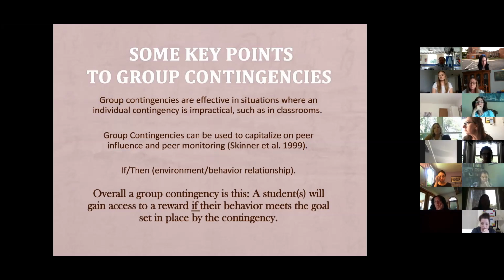Basically, group contingencies use group reinforcement to capitalize on peer influence. They're also described as an if-then environment behavioral relationship. If the student or group of students exhibits a target behavior to criteria under certain environmental conditions, then someone or something in the environment will deliver that reinforcer.